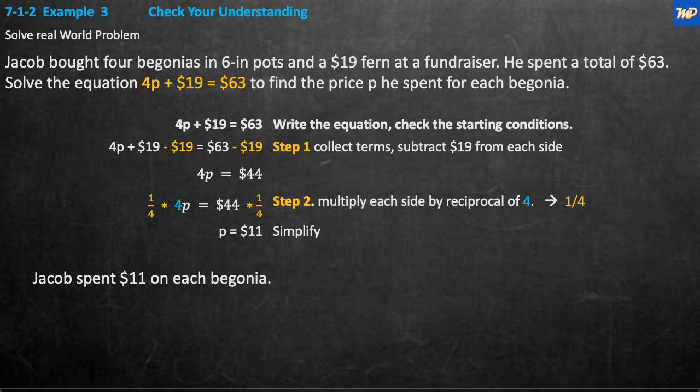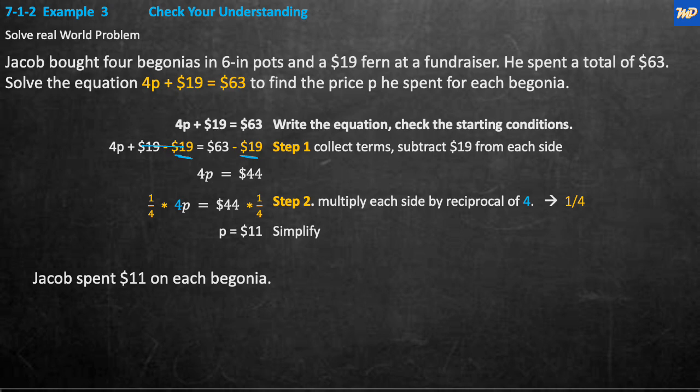So we write out the equation 4p plus 19 equals 63, and then 4p plus 19 minus 19, because we have to get the 19 to the other side of the equation, is equal to 63 minus 19. You have to do the same thing on both sides. You have to do minus 19 here, and minus 19 on this side. So now the 19s cancel each other out, and you're left with 4p is equal to 44. 63 minus 19 is 44.